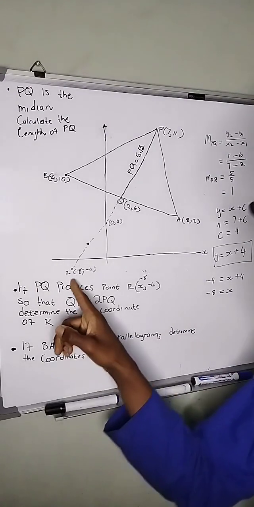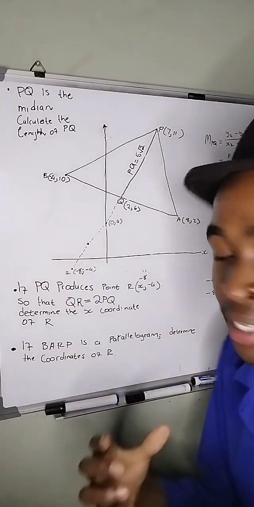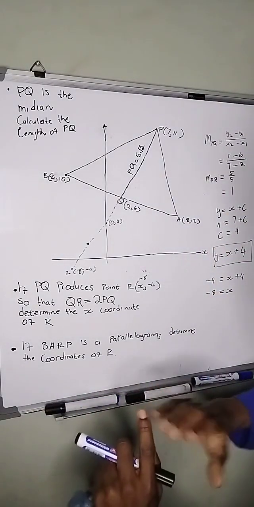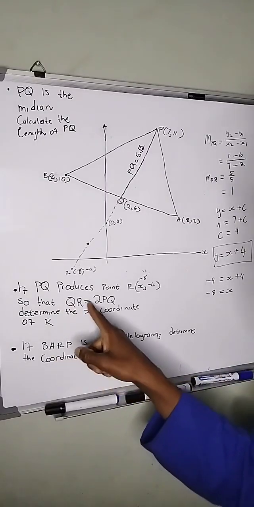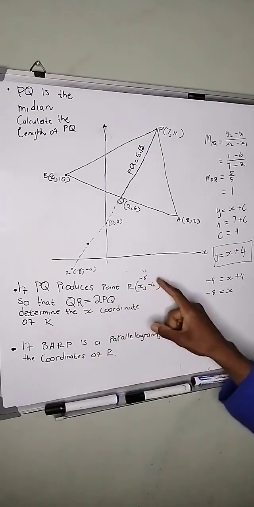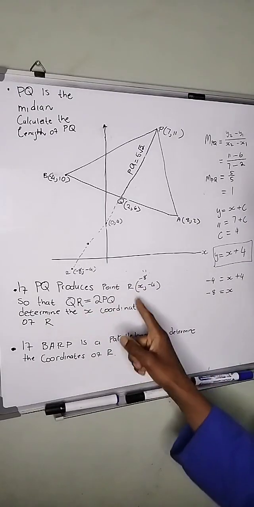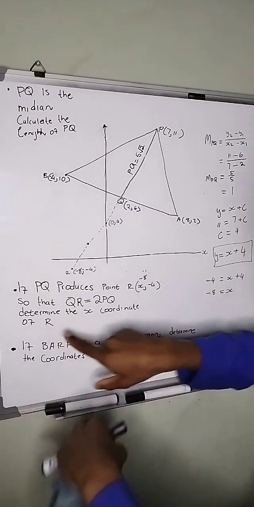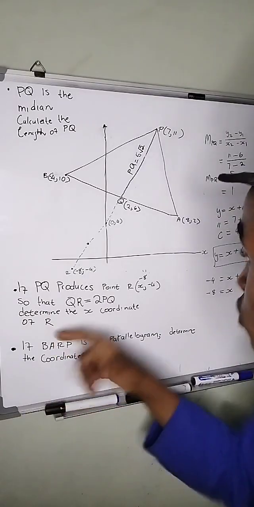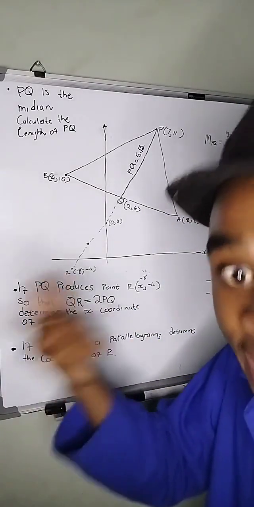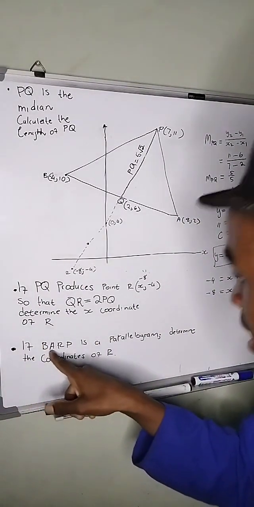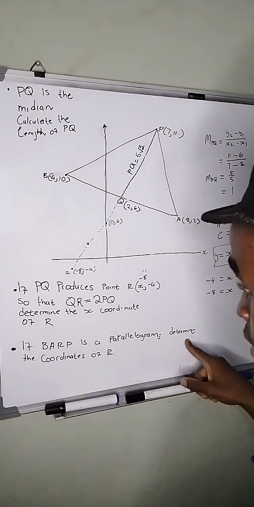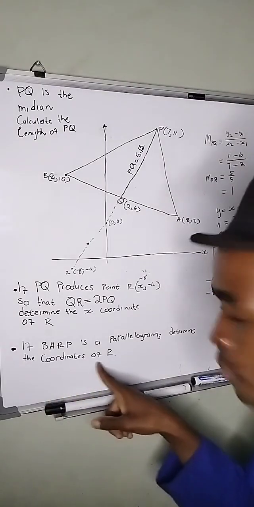So it means this R, it was just like a statement which we were testing. If QR is going to be equal to 2PQ, in such a case we are determining the coordinates of R. It means in this case the R coordinate is going to be that. So now we have another case where BARP is a parallelogram. So now we have to determine the coordinates of R.